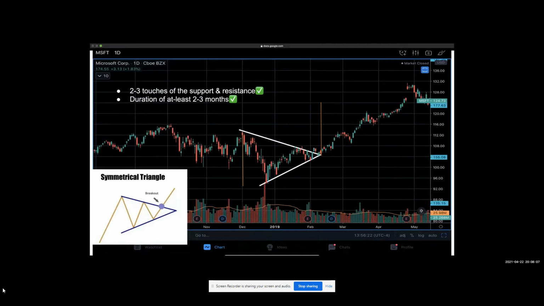So you can use this on a 5-minute chart, any other chart, right? But I personally like to use them on the daily chart because I like to swing. Like I said, the daily chart is what's up, right? So 2 to 3 touches of support and resistance, duration of at least 2 to 3 months. So 1 touch, 2 touch, 3 touch of support and resistance, right? Check. Duration of at least 2 to 3 months, December, January, February, check.